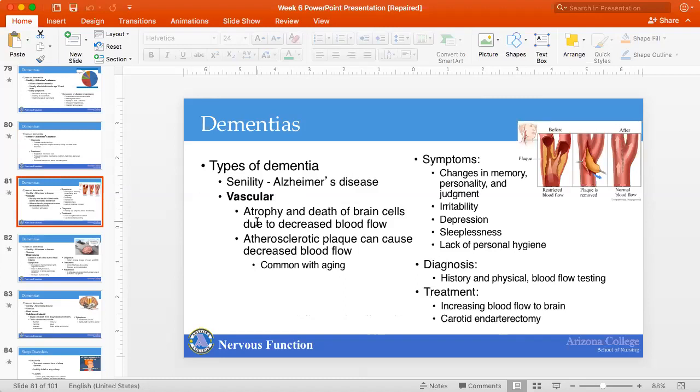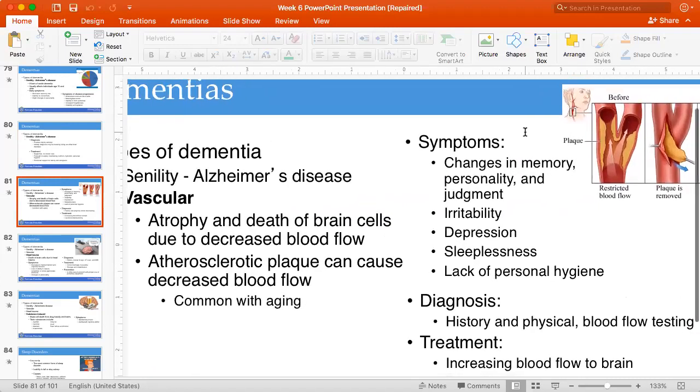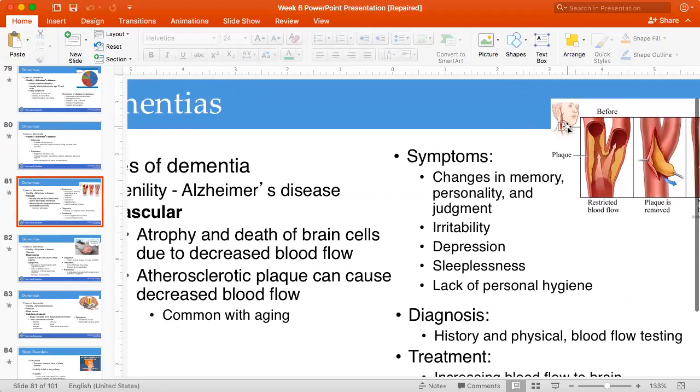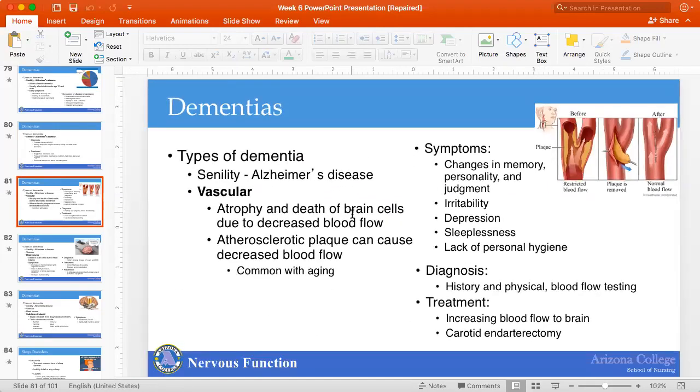Vascular atrophy and death of brain cells due to decreased blood flow. Can't really see it too well, but you can see here on this picture, this atherosclerotic plaque can cause decreased blood flow, common with aging. So you can see this buildup in blood flow, and over time, this decreased blood flow that is getting through to certain parts of the brain will then cause the death and the atrophy of those brain cells.